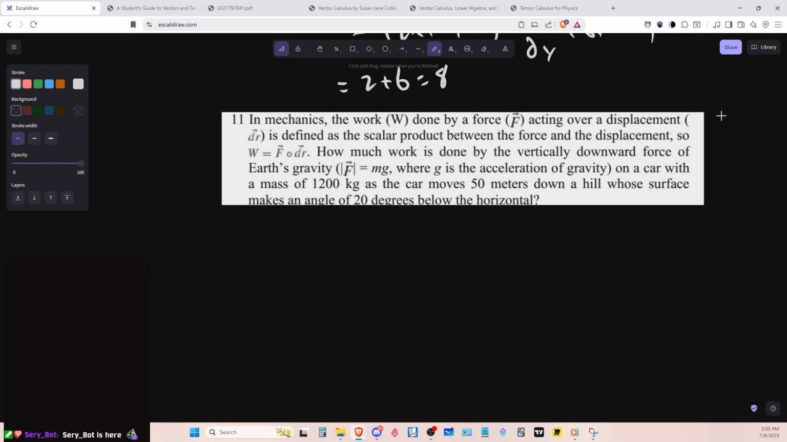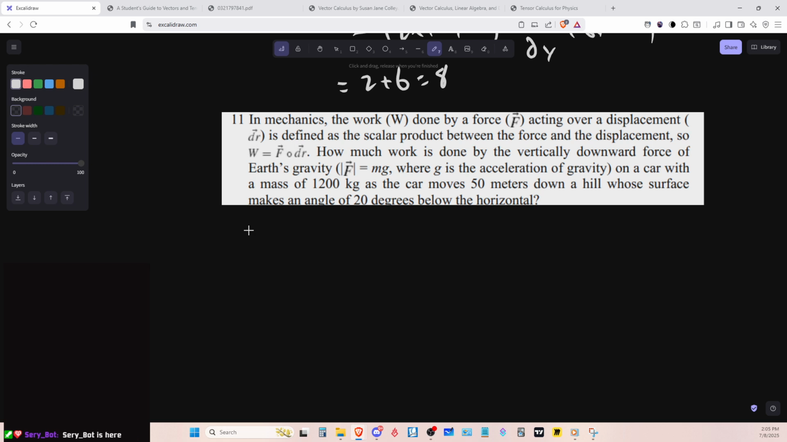How much work is done by the vertically downward force of the Earth's gravity? I'm guessing they're saying the magnitude of the force is m times g, where g is the acceleration of gravity, on a car with a mass of 1,200 kilograms. Okay, so let's write what we know here.